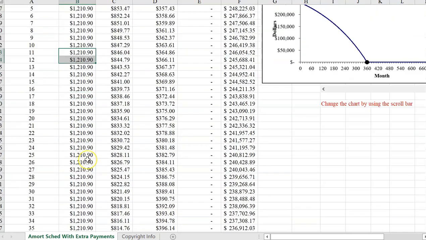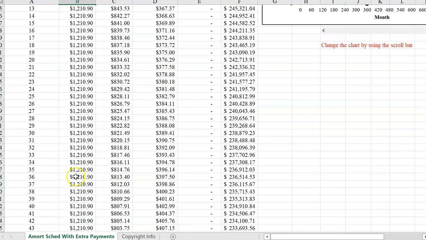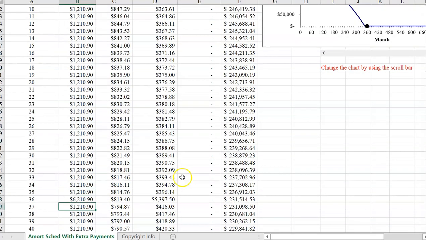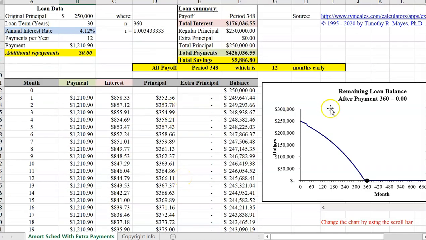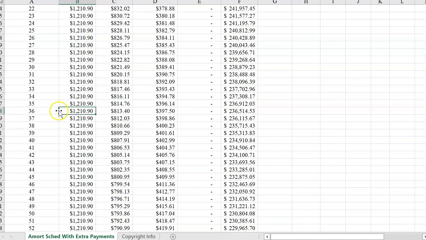Okay, the next one we want to look at is if it was at 3 years, which is 36 months. Okay, so that's put in. Let's have a look at the effect. You'll notice the dip's a little bit further along on the graph. The total interest paid's been adjusted. You'll notice the total savings is $9,886.80, and we've paid the loan off 12 months earlier. So we've saved less and it's taken us a little bit longer to pay the loan off.